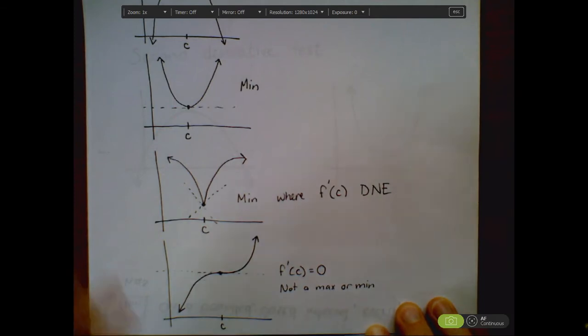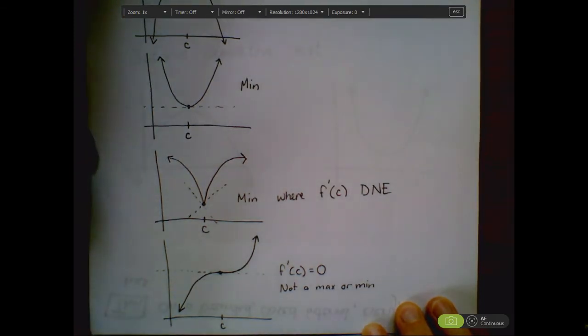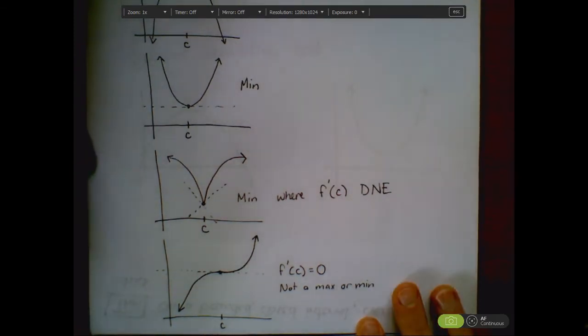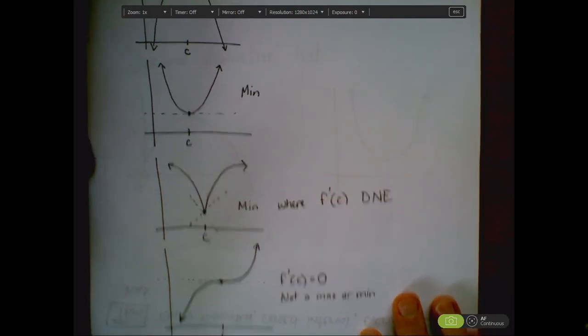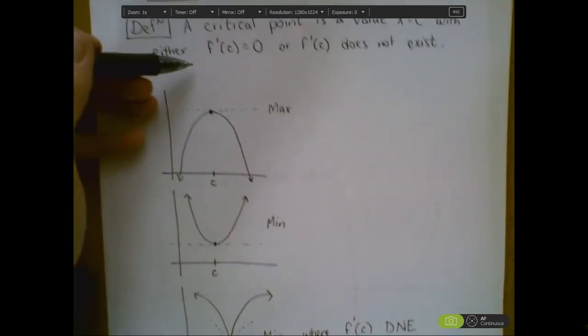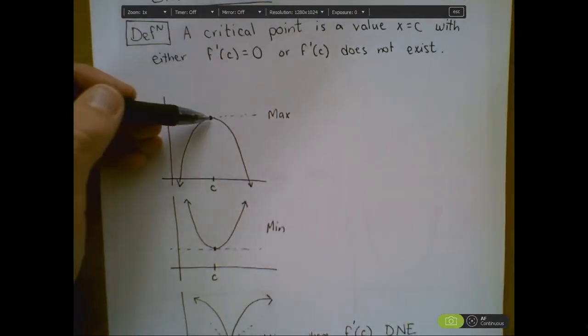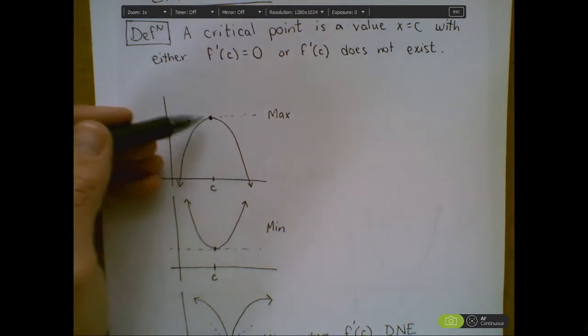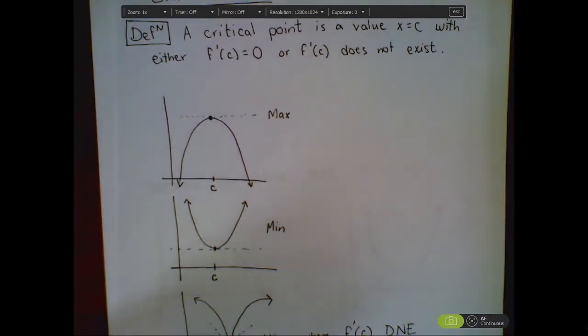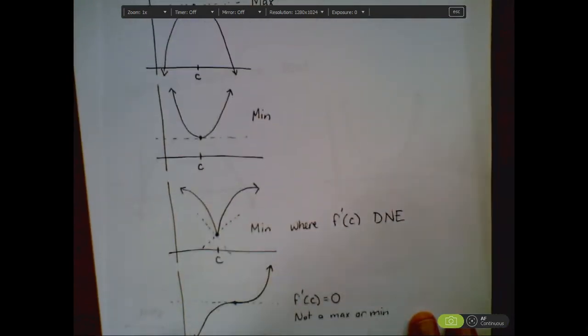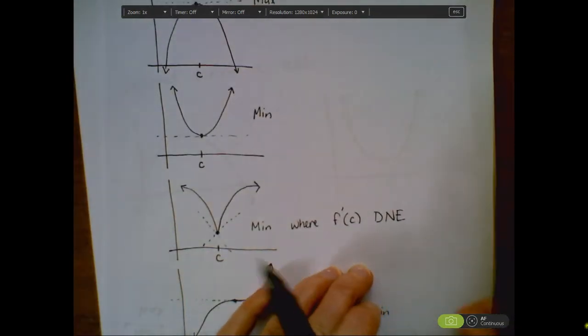And we can see graphically that that's an example. So if we're out hunting for max and min values, we're going to look at critical points, because critical points are a good place to start. We know that if it is a max or a min, it's going to be a critical point. But just because it's a critical point, that doesn't mean that it's necessarily going to be a max or a min.